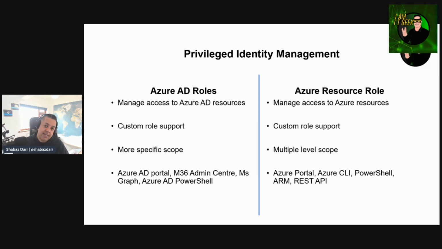If you remember the diagram that I did earlier, there was the management root group, management groups, subscriptions underneath that, then resource groups, and resources within those. So you can assign permissions at all those different levels, whereas with Azure AD roles, it's just one level. It's a more specific scope. We can manage Azure resource roles through the Azure Portal, Azure CLI, PowerShell, ARM, and REST API. You can't do it through the admin center, because the Microsoft 365 Admin Center is more for SaaS elements.